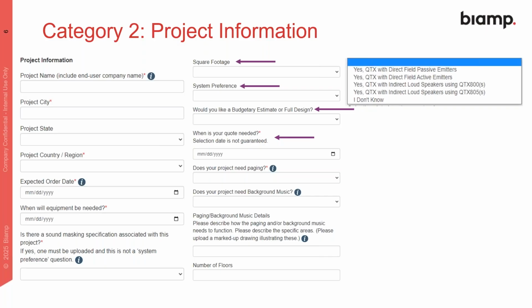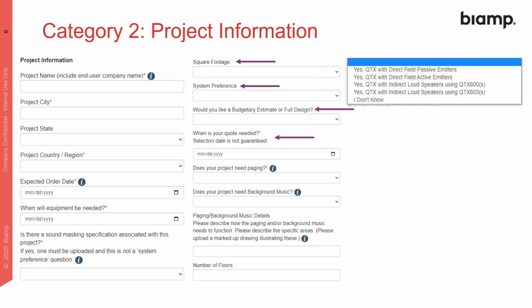You'll notice a section that says, does your project need paging? The reason we like to require that is some of our speakers don't allow for paging as easily. So again, just to not put the cart in front of the horse, we like to get that ahead of time to make sure that the system preference and the system functionality match each other, and so that we can put you on good footing to succeed from the start and have the least amount of hiccups for your project.